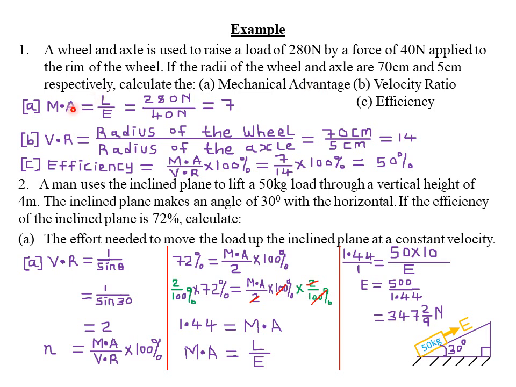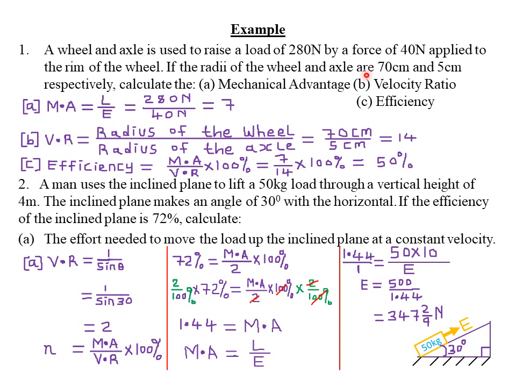So we know that mechanical advantage is load over effort. We are given a load of 280 Newton and an effort of 40 Newton. Therefore, 280 Newton divided by 40 Newton, you'll simply get a constant, which is 7. Remember, mechanical advantage is a ratio, and therefore the units cancel out, and therefore the final answer is just a constant without any units.